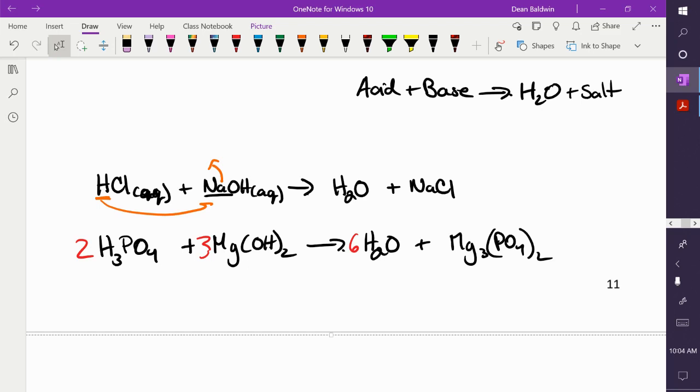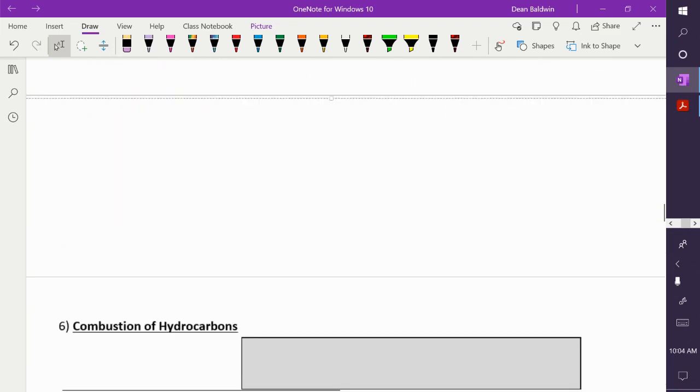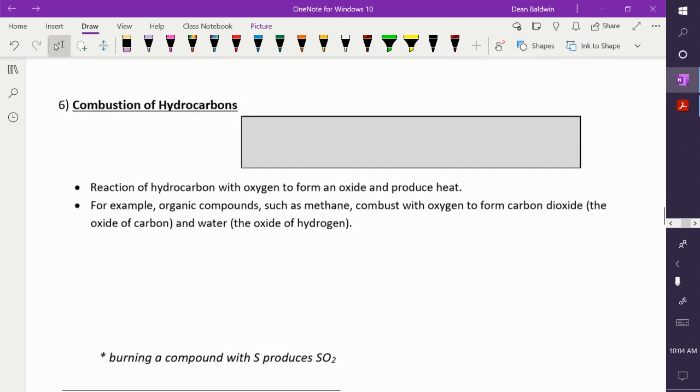All right, we got one more type. Combustion. This is everybody's favorite when you're doing demos. These are the big booms, the big flames. Okay. Combustion reaction. Basically, you're burning stuff. All right? You're burning a hydrocarbon. So it's going to be carbon, certain amount, HY.